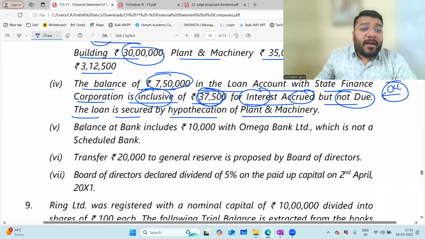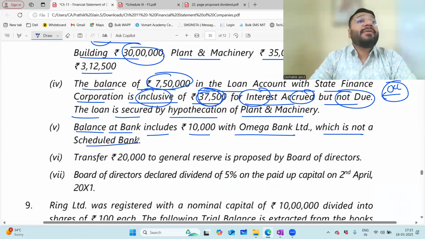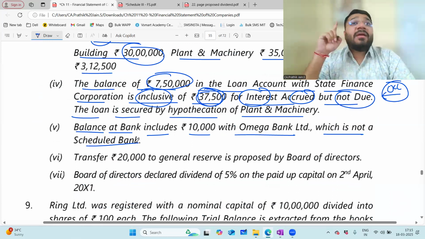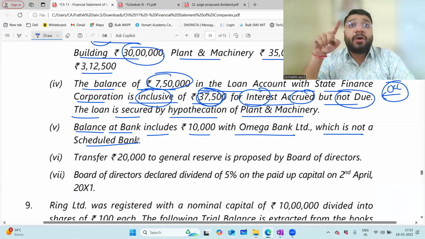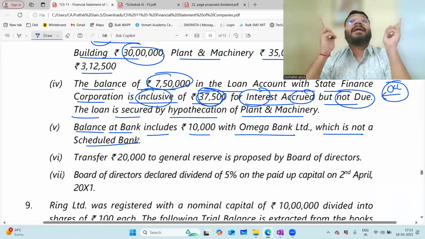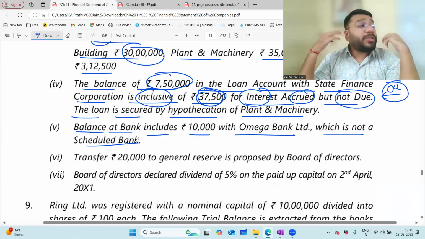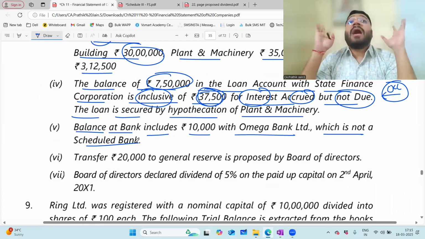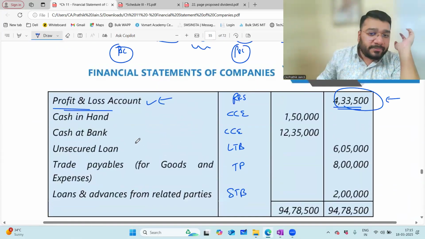Next, balance at bank includes 10,000 with Omega Bank Limited, which is not a scheduled bank. So what are we supposed to do? Schedule 3 says that if the companies put any money in a scheduled bank or non-scheduled bank, it is disclosed separately. Scheduled banks are those banks which come under the RBI guidelines. Non-scheduled banks are those which are not under the control of RBI. So you have to disclose this separately. So I'm putting a star mark here.